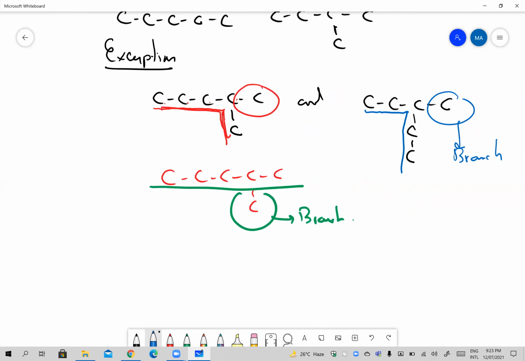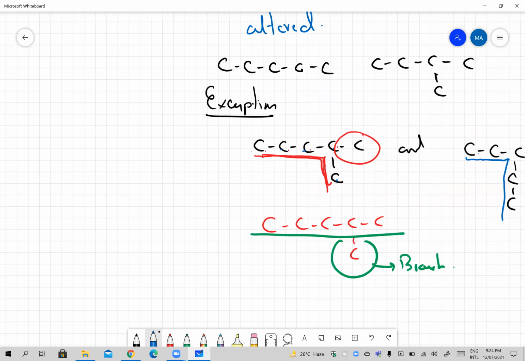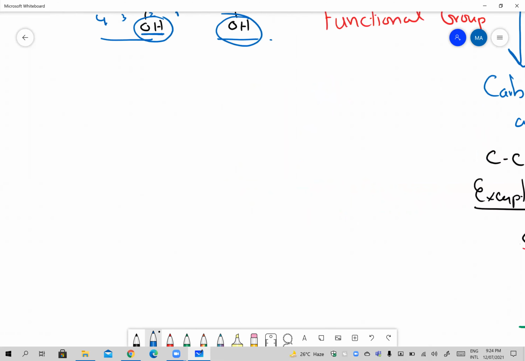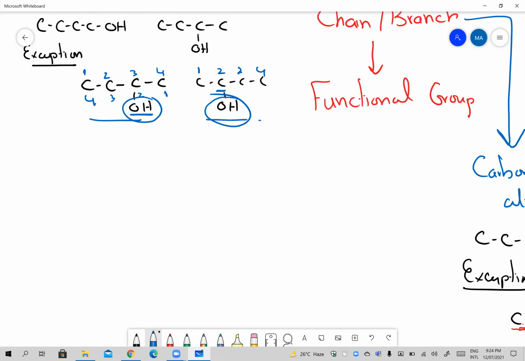Forget that. Look at the main chains here. 1, 2, 3, 4, 5, 5 carbons in the main chain, and 5 carbons in the main chain on the second compound as well, and 1 branch. Whereas if you look at this positional isomer here, the branch that's connected onto the main chain is connected onto a different carbon here.